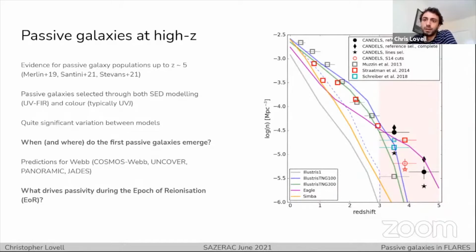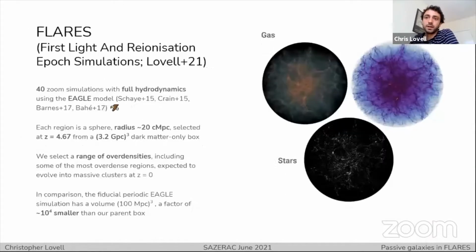So one of the questions that comes to me when I see this is when and where do these very first passive galaxies emerge? Is this at redshift 5, or do we see passive galaxies at even earlier epochs? Obviously that would be of interest for some of these Webb programs that are going to be able to go a lot deeper than current observations. And what drives passivity during this epoch? What causes a galaxy at these very early times, when there's abundant cold gas available, to become passive? So that's the motivation for some of this work.